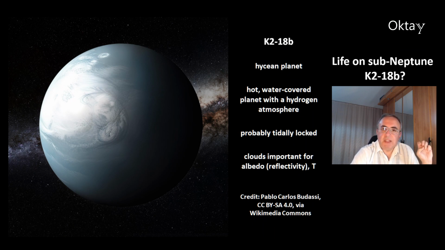This planet could be a Hycean planet, which is a hot water-covered planet with a hydrogen atmosphere. Because it is so close to the star, it's probably tidally locked. In this picture, you can see at the left side clouds. The clouds are very important because they determine the albedo of this planet, reflectivity, and this is important for the average temperature on this planet.